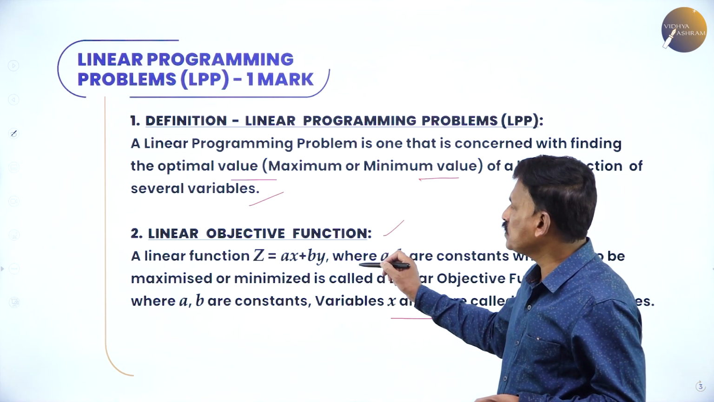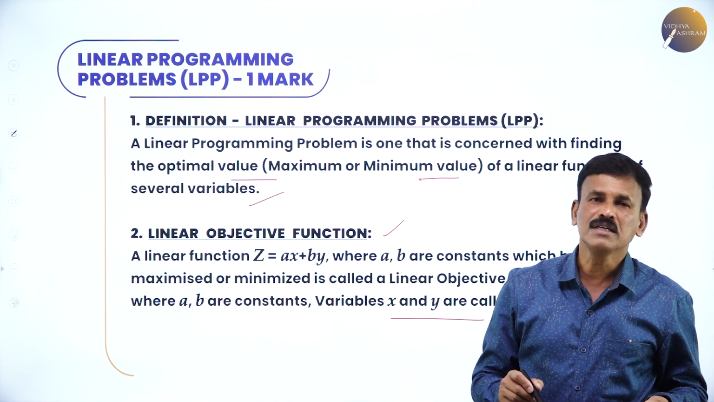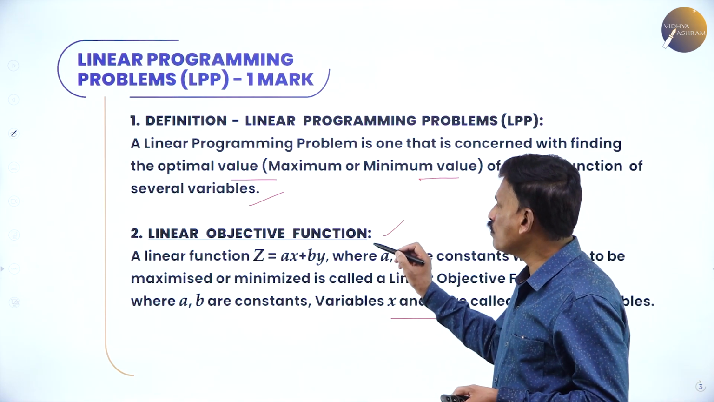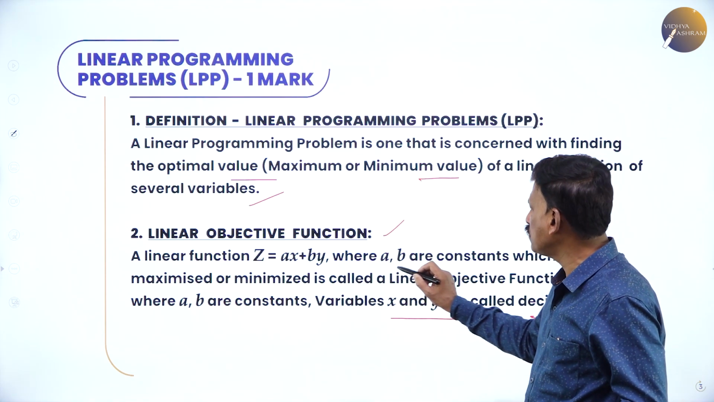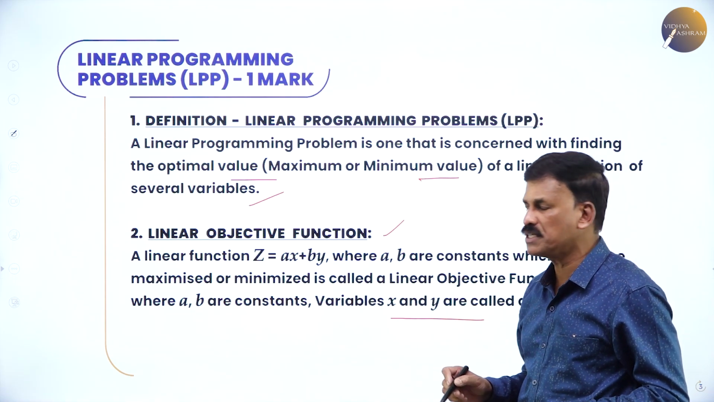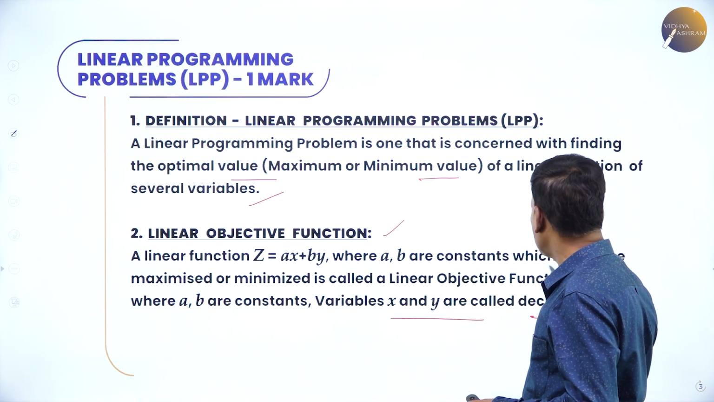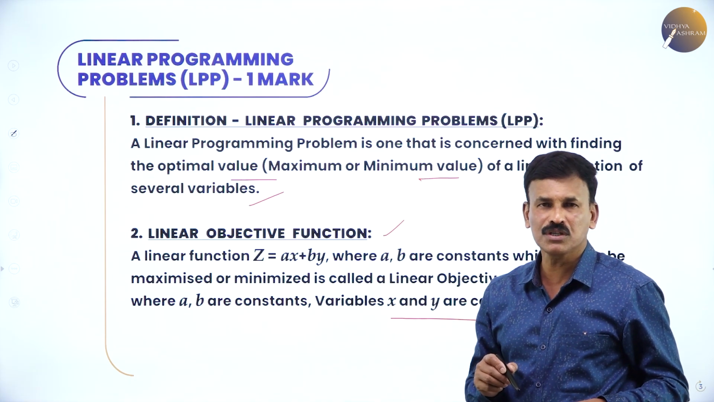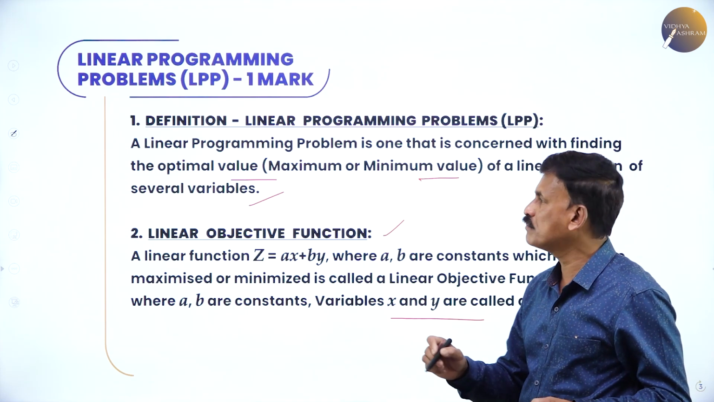A function of the form z is equal to ax plus by, where a and b are constants, which has to be maximized or minimized is called the linear objective function, where x and y are called the decision variables.